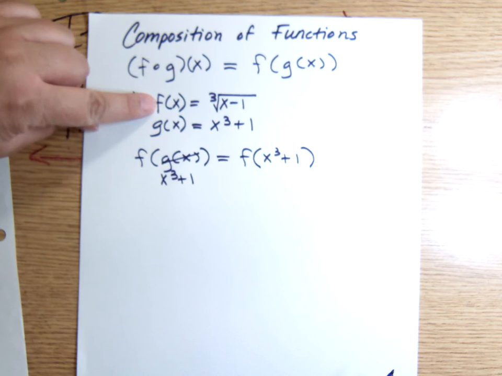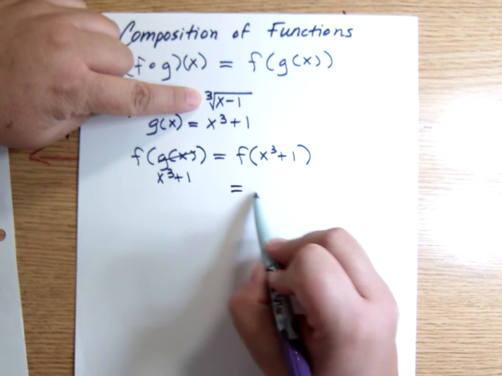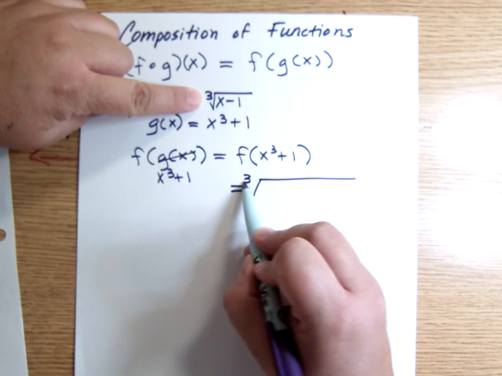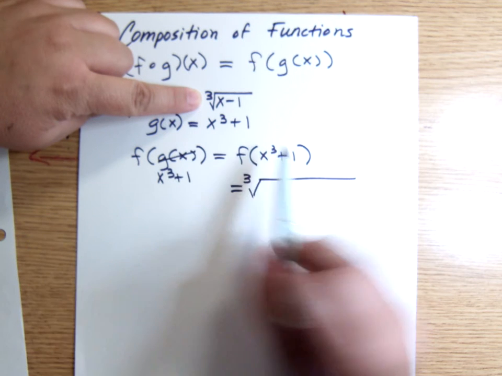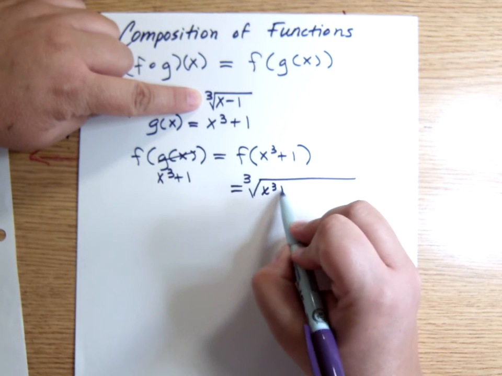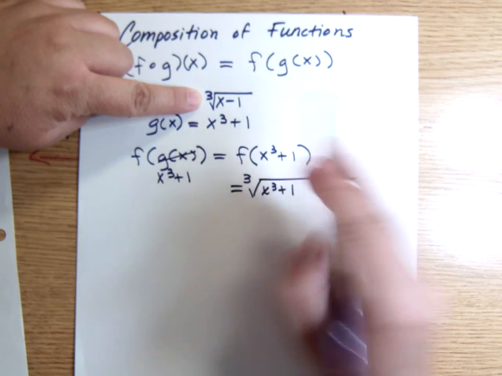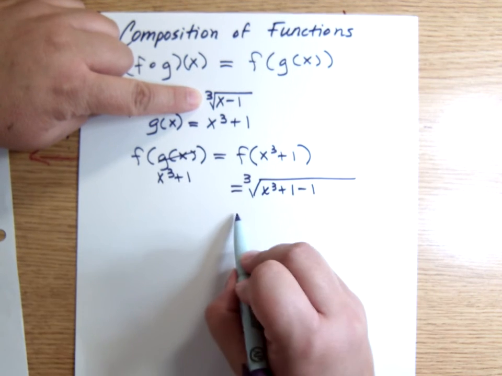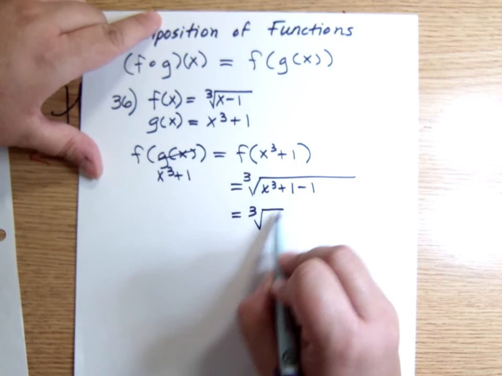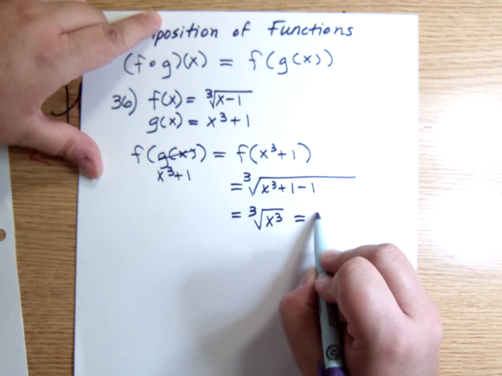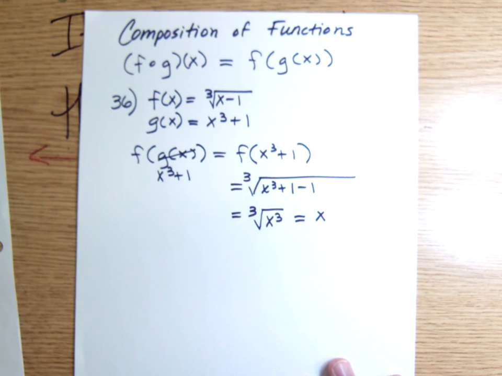So here's the f function. That means cube root. I see an x, so I'm going to plug in x cubed plus 1. Then I have a minus 1 that's already in there, so I'm going to do that, which gives me the cube root of x cubed, which is just x. So that's my answer for f of g of x.